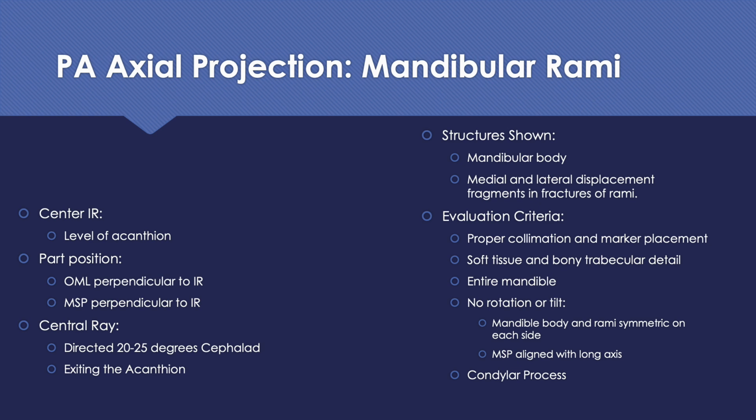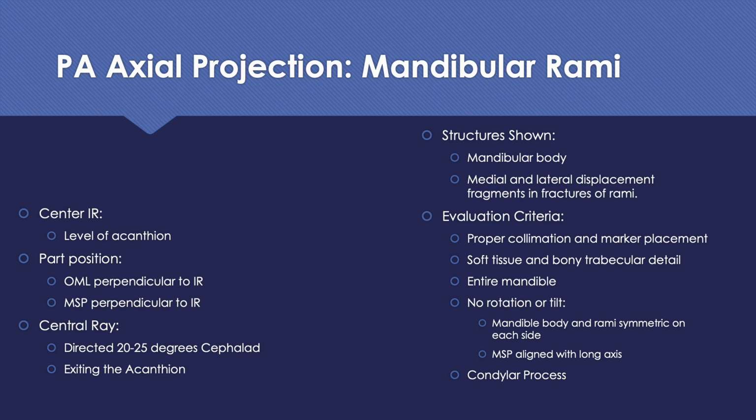Next, we have the PA axial projection, which will demonstrate the mandibular rami. We will have the center of the IR at the level of the acanthion, as well as the part position. The OML and MSP will be perpendicular. Since it is an axial projection, we will have an angle. For the central ray, it will be directed 20 to 25 degrees cephalic, exiting the acanthion. For our structure shown, we will see the mandibular body, as well as demonstrating medial and lateral displacement fragments in fractures of the rami.